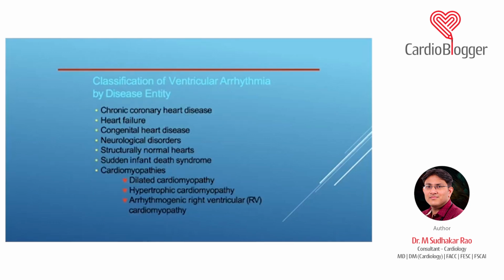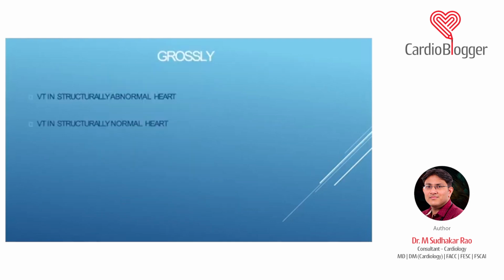If you classify by the disease entity, then we have to discuss under headings like coronary artery disease, dilated cardiomyopathy with heart failure, congenital heart disease, and neurological disorders like myotonic dystrophy. Then in the patient with a structurally normal heart, that is known as the outflow tract VT or idiopathic VT, and then under cardiomyopathies like dilated, ARVD, hypertrophic cardiomyopathy. So we are going to discuss this in the next 45 minutes, and I think we should all concentrate clearly, because each word may be important and will be asked in some form or the other.